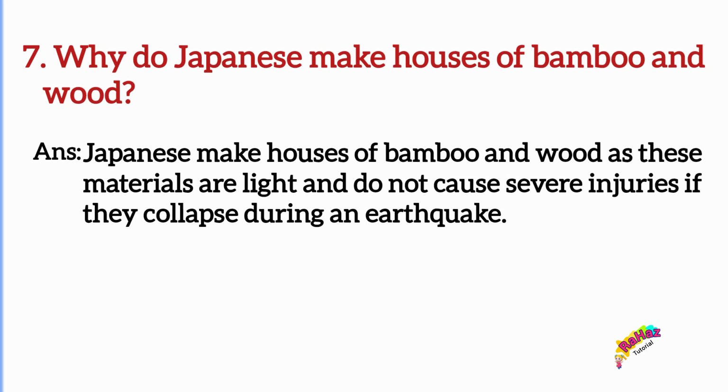Why do Japanese make houses of bamboo and wood? Answer: Japanese make houses of bamboo and wood as these materials are light and do not cause severe injuries if they collapse during an earthquake.